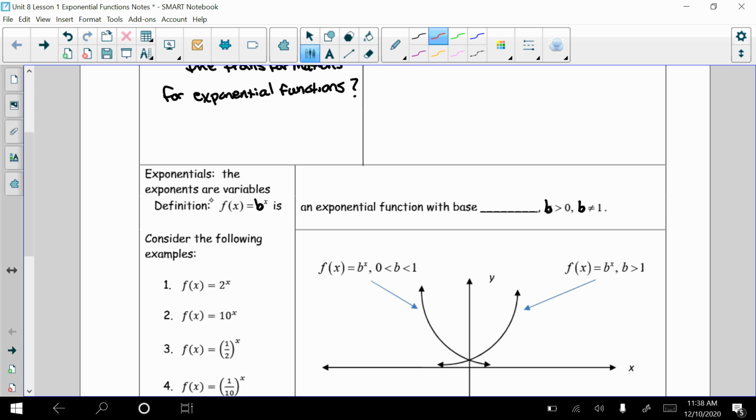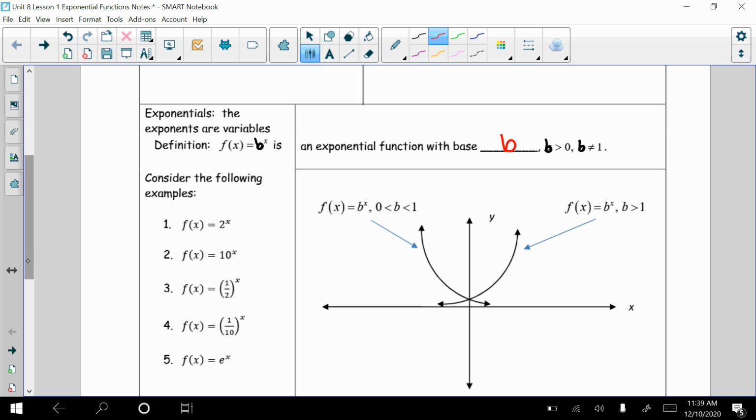So for exponential functions, the definition of your function is f of x is equal to b to the x power. So your x variable is in the exponent position. This is an exponential function with a base of b, and I apologize for the typo on your paper. We're going to change that to a b, where b has to be greater than 0, so it is a positive value. And it's not equal to 1 because 1 to any power is just 1, so that doesn't do you much good.